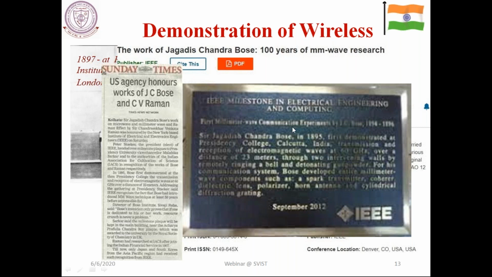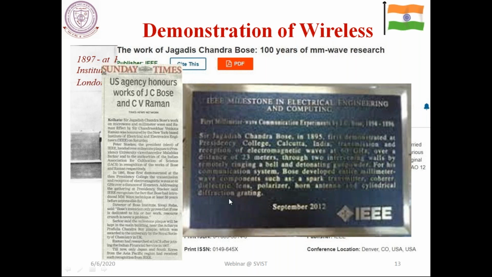If you can see, this is what has been written: Jagadish Chandra Bose in 1895 first demonstrated at Presidency College, Calcutta, India, transmission and reception of electromagnetic waves at 60 gigahertz over a distance of 23 meters through two intervening walls by remotely ringing a bell and detonating gunpowder. For his communication system, Bose developed early millimeter wave components such as a spark transmitter, coherent dielectric lens, polarizer, horn antenna, and cylindrical diffraction grating.